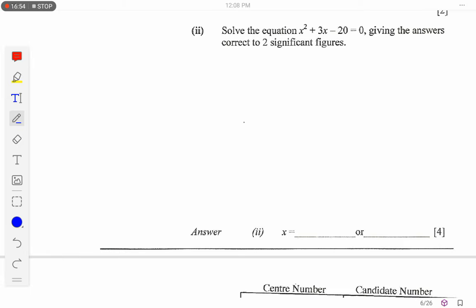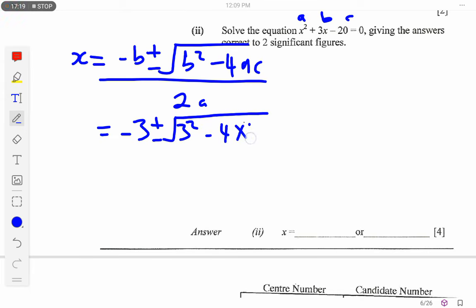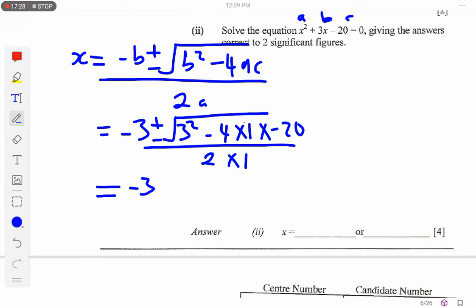So our quadratic formula says x is equal to minus b plus or minus square root of b squared minus 4ac, all over 2a. So this is my a, this is my b, this is my c. So this is going to be equal to minus 3 plus or minus square root of 3 squared minus 4 times 1 times minus 20 there, all over 2 times 1. So I'll get here minus 3 plus or minus square root of 89 all over 2.